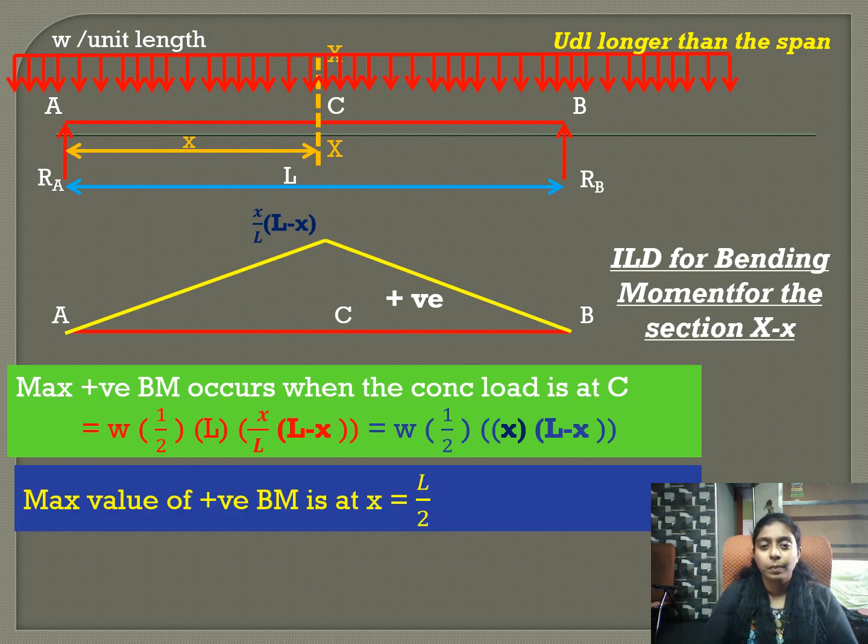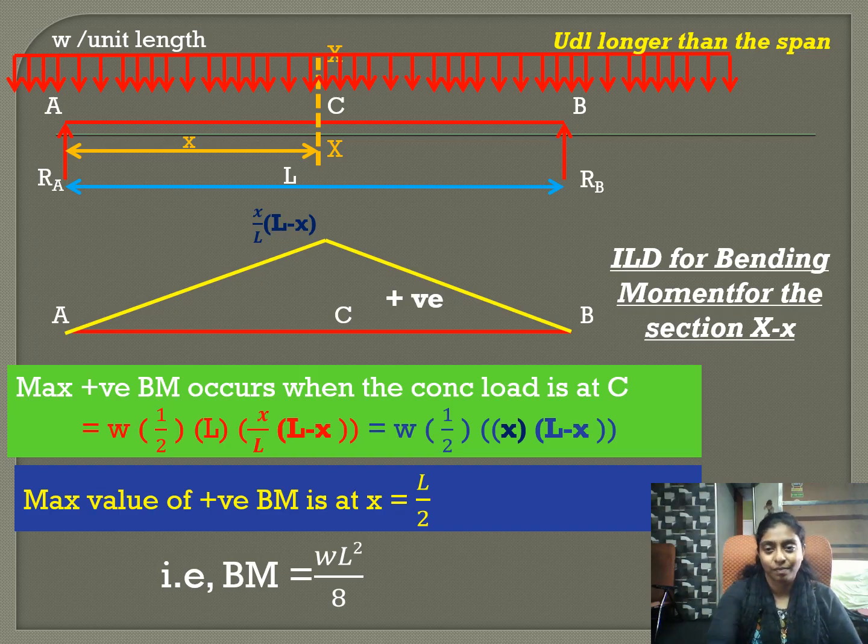Now, we know that the maximum value of bending moment occurs when x is equal to L by 2. So, by replacing x by L by 2, we get the absolute maximum bending moment. The absolute maximum bending moment is WL square by 8.